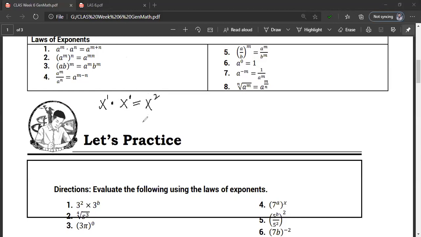Kaya pag x times x, x squared yung answer. Okay, hindi 2x. Di ba? Maraming nag-2x eh. Okay, so yun siya.